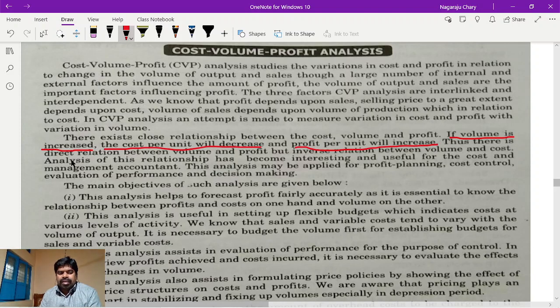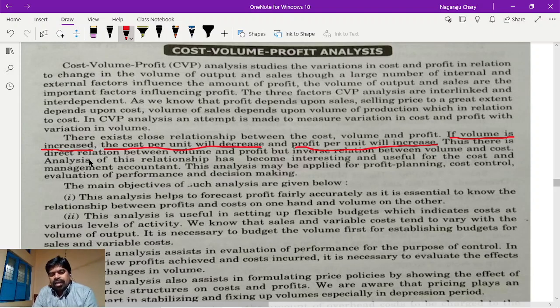Thus, there is a direct relation. If volume of production is increased, the cost will be reduced. At the same time, profit will be increased. So volume of production is increased, profit will be increased, cost price will be decreased. So that is the interlink between these three factors. So direct relation between value and profit, yes, but inverse relation between value and cost, yes, definitely.